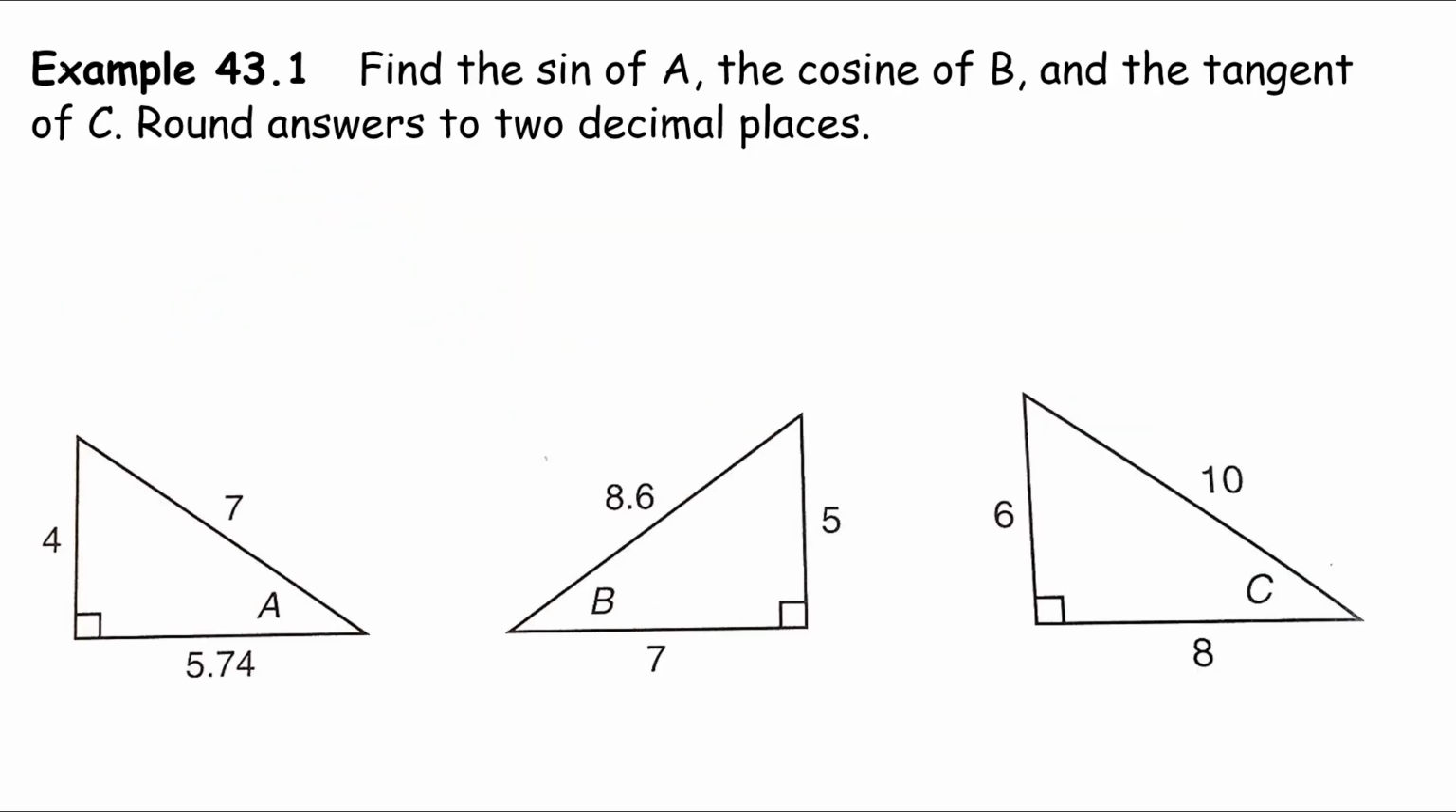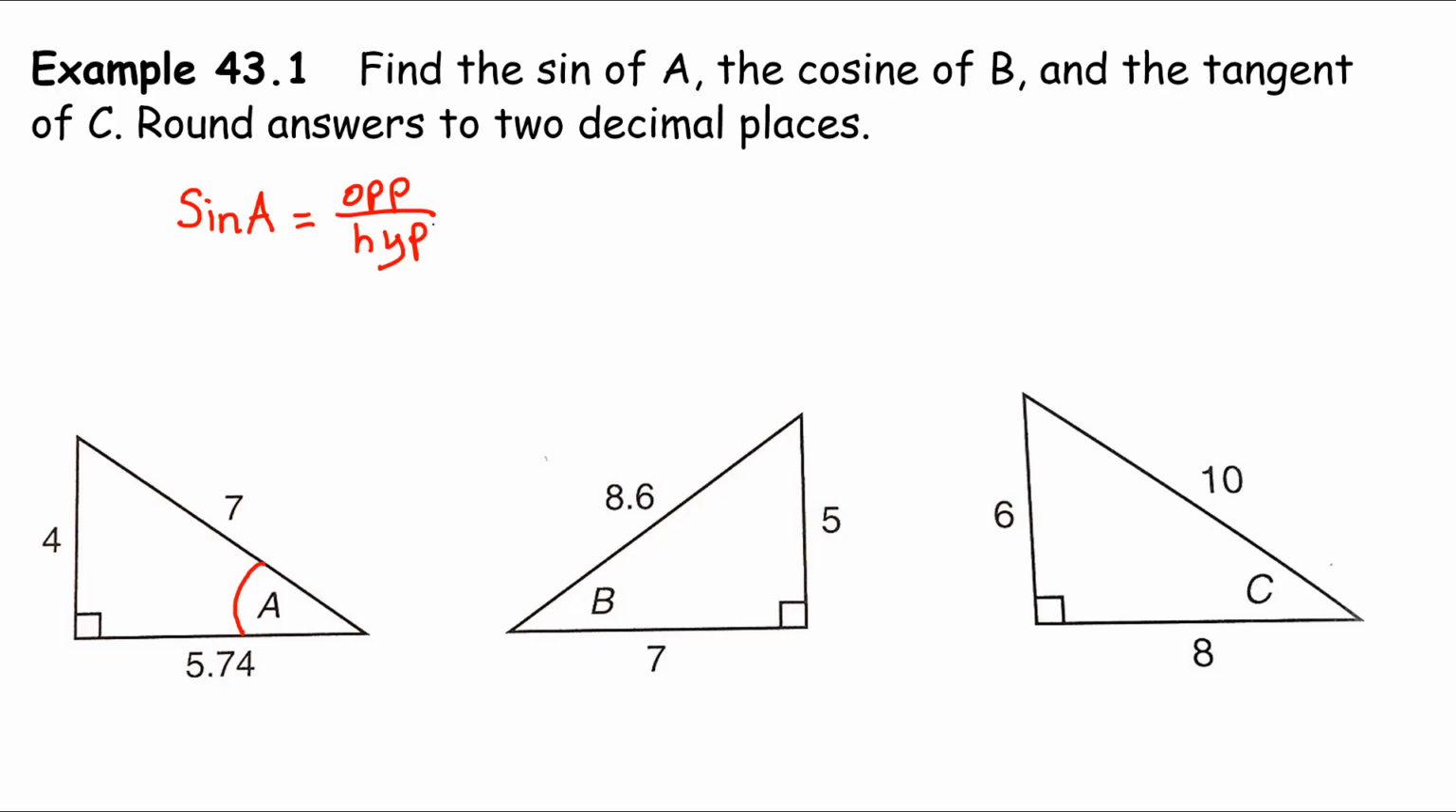Okay, so we're going to look at this problem and we're just going to practice remembering what those trig functions are, what the ratios are. So find the sine of A. All right, we're looking at the first triangle. Here's the angle A. We want to take the sine of A. Remember, sine is opposite over hypotenuse.